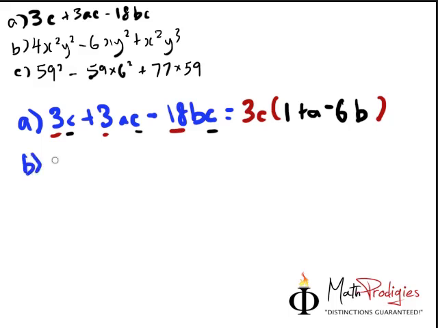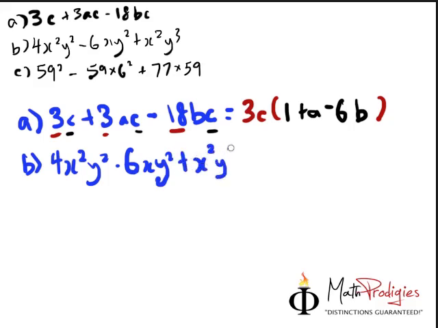Okay, for part B, 4x squared y squared minus 6xy squared plus x squared y cubed. Wow, okay, hold on. In this case, same thing. Let's take a look at the coefficients. Can we actually take out the coefficient? No, we can't. So what can we take out? We can take out x, and we can take out y.